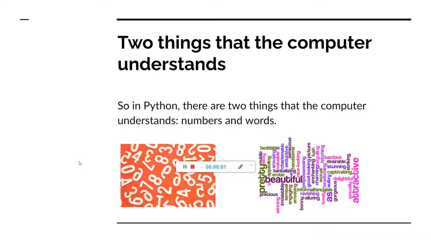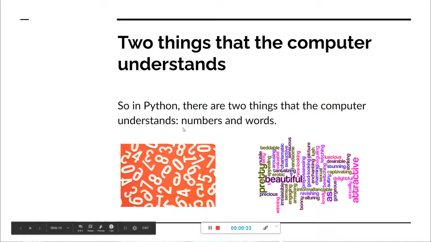Okay, so this is lesson 3. Back at it again. We're going to be talking about numbers and words. In Python, I just want to remind you, Python is a language that we can use to talk to a computer. There's multiple languages we can use to talk to a computer. There's Scratch, there's Java, but we're going to use Python. So, we have numbers and words.